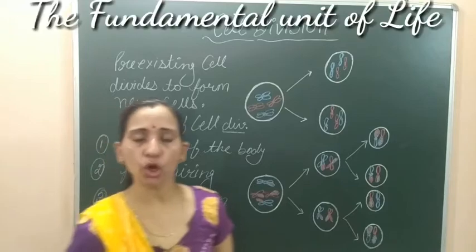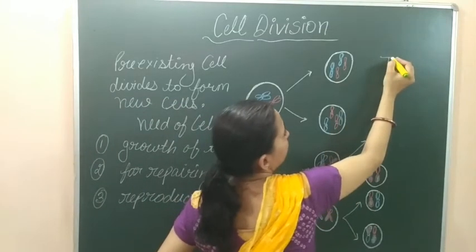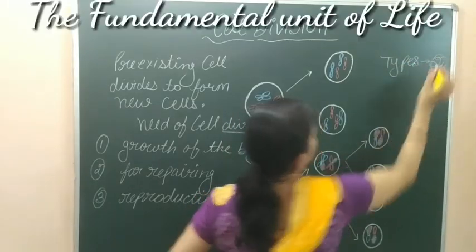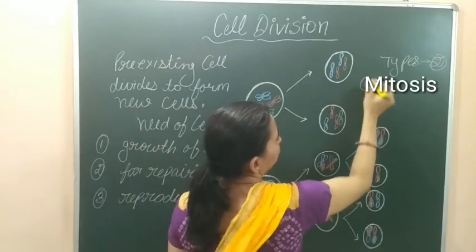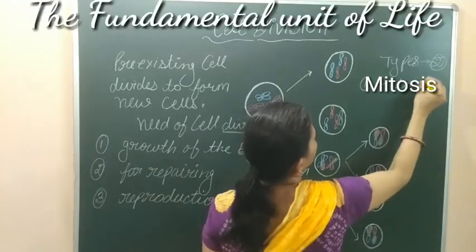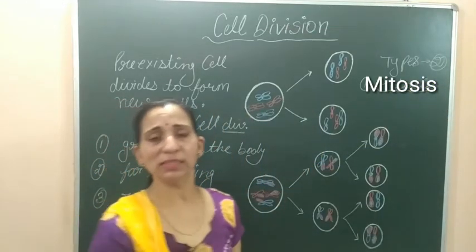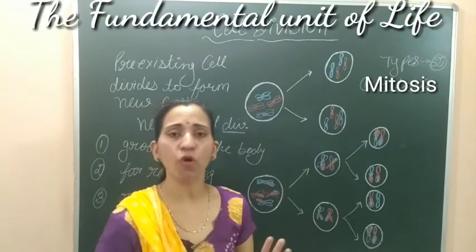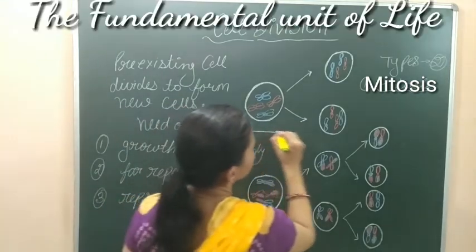Now let's take a look at the types of cell division. अगर हम सेल डिवीजन के टाइप्स की बात करते हैं, there are two types of cell division. We need to understand two types of the cell division. The first type of cell division is mitosis. Mitosis is a cell division in which one cell divides and it forms two new cells. Thus, this is the mitosis.